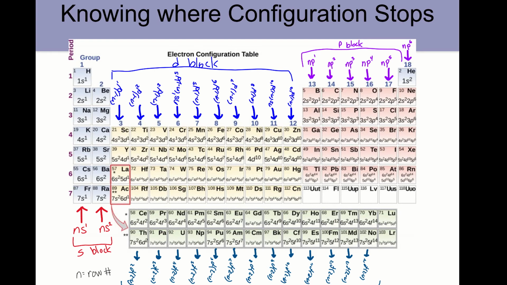So if I pick calcium, calcium is in row 4, then the last thing written in the electron configuration is 4S2.